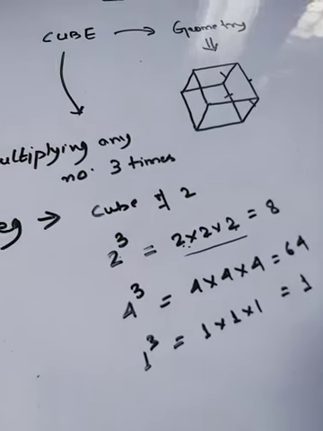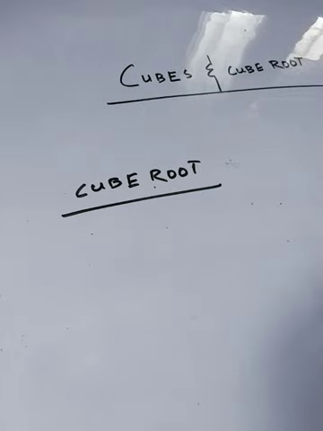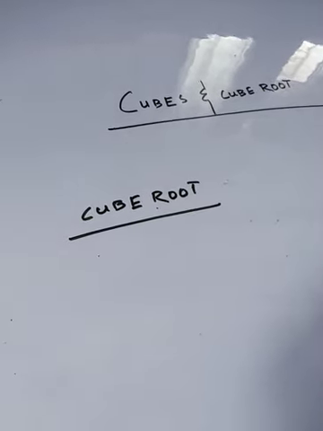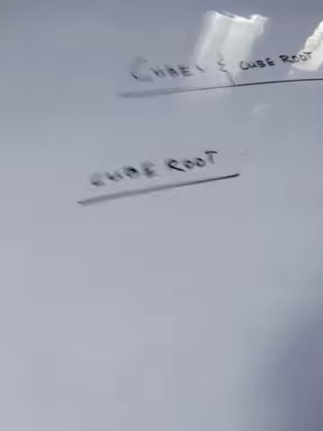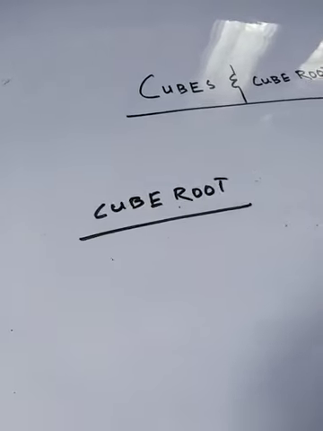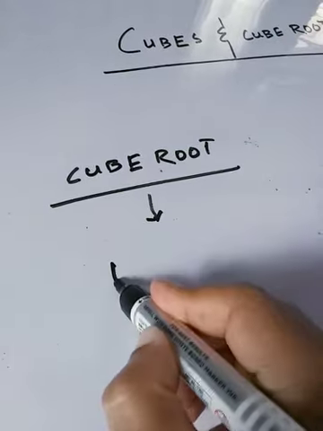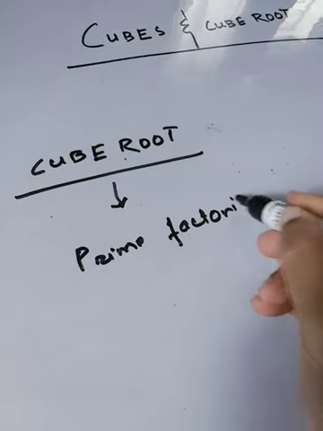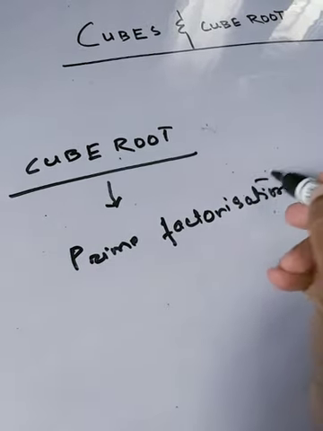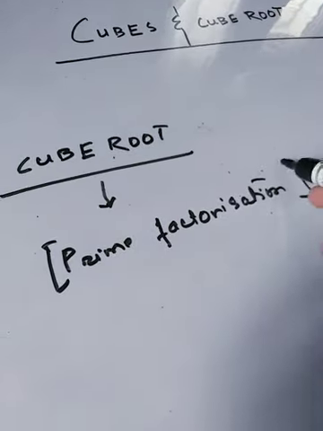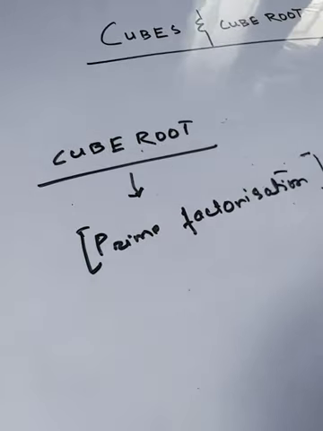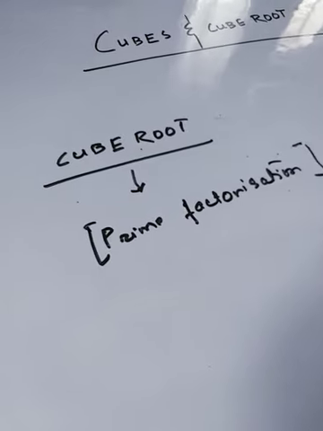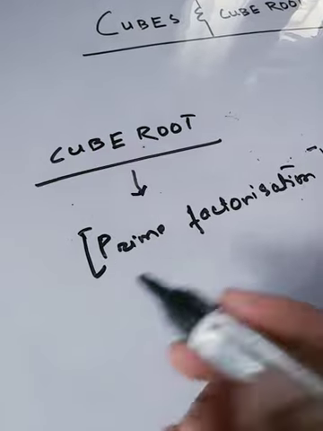Now let's go to the next topic, that is cube root. How can we say that a number is a perfect cube? This is the question that you have to answer. For that, knowledge of prime factorization is very, very important, because this is how we can answer the question whether any number is a perfect cube or not.